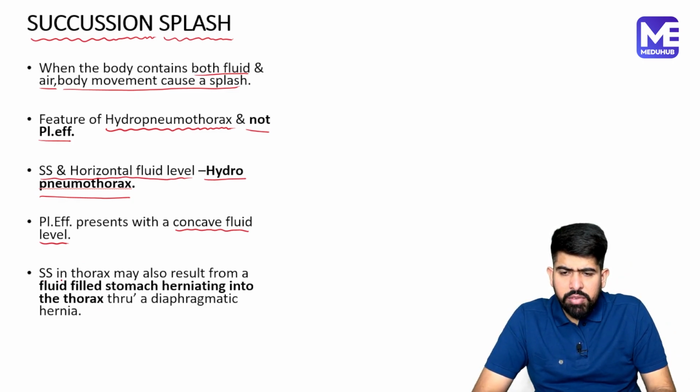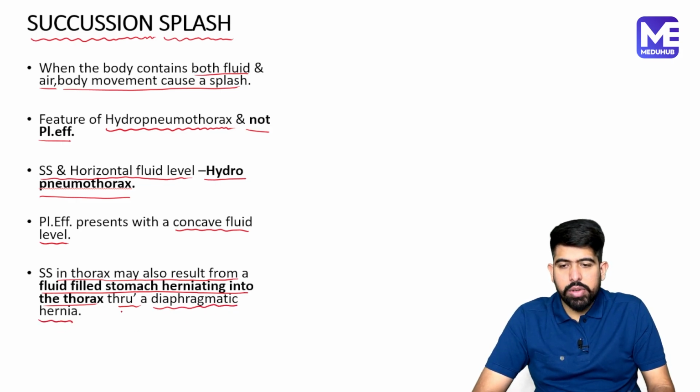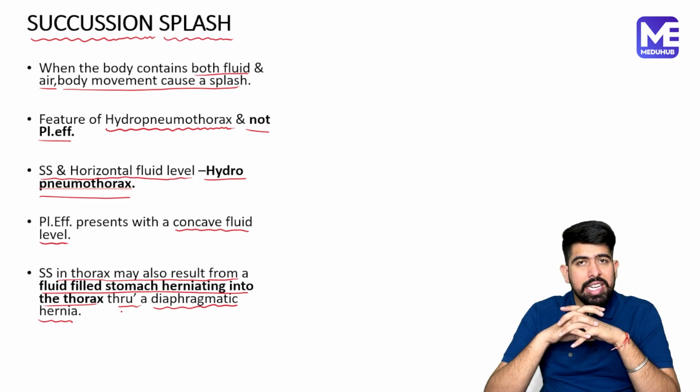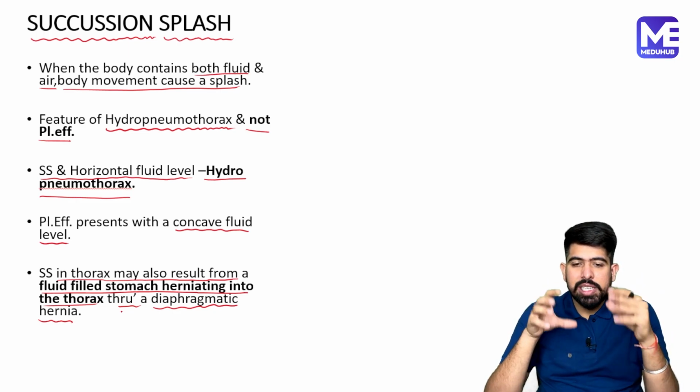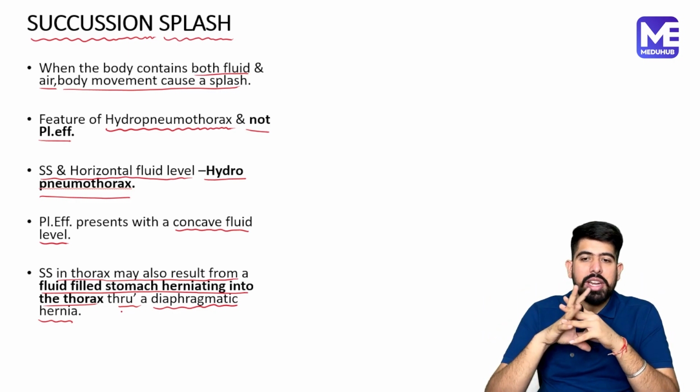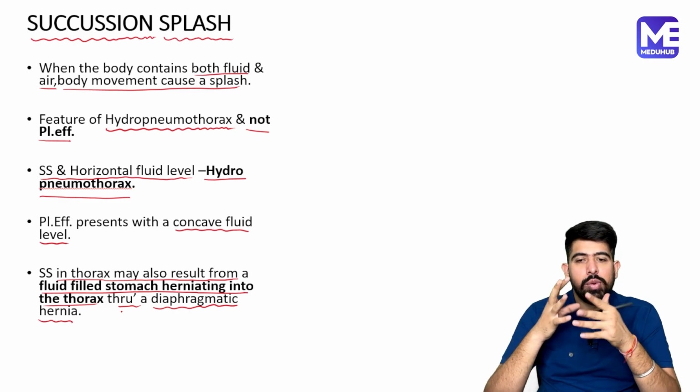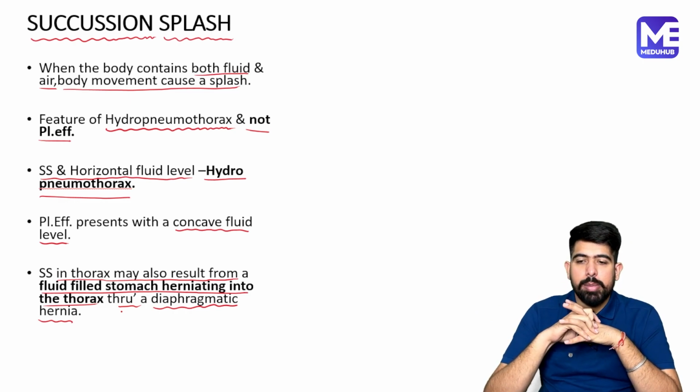And with this, an air-fluid level in the thorax may also result from a fluid-filled stomach herniating into the thorax through a diaphragmatic hernia, right? Due to the diaphragmatic hernia, a fluid-filled stomach is herniating into the thorax. It looks like there is fluid and air there.